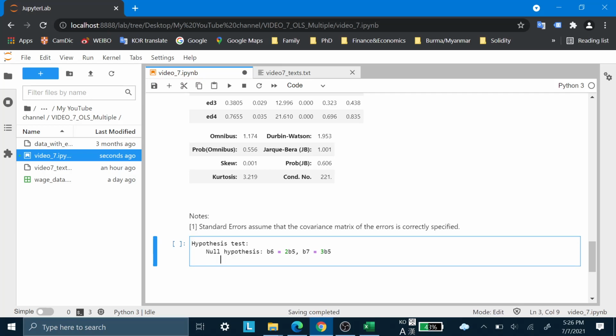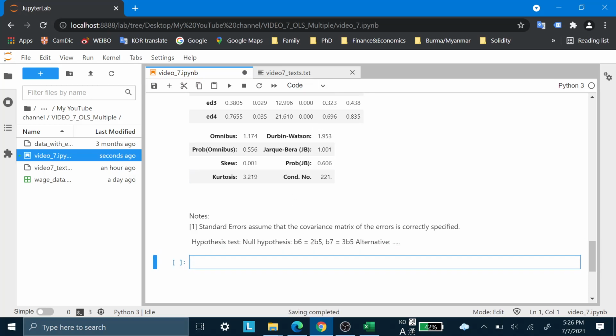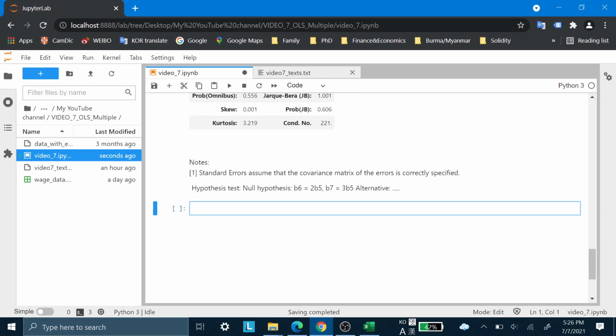Of course, the alternative hypothesis will be B6 is not equal to 2B5 and B7 is not equal to 3B5. Let me change to markdown. Okay, good. So how do I do that?